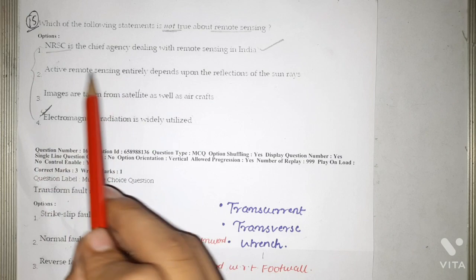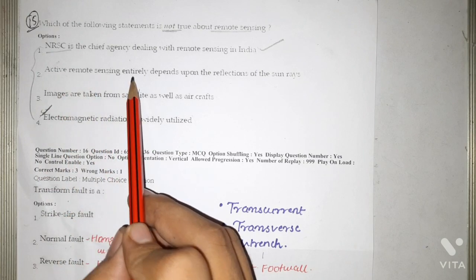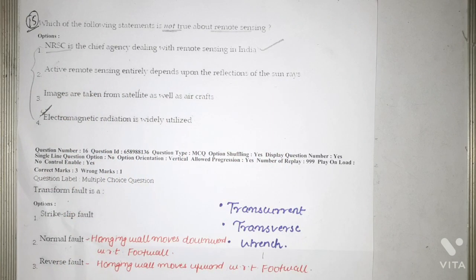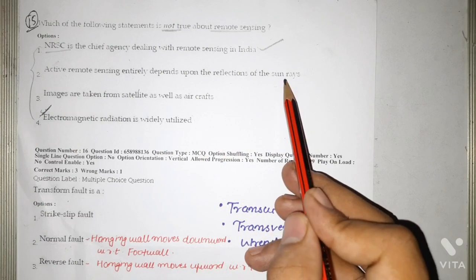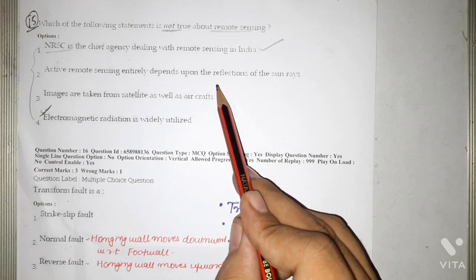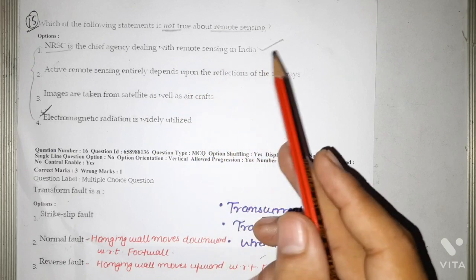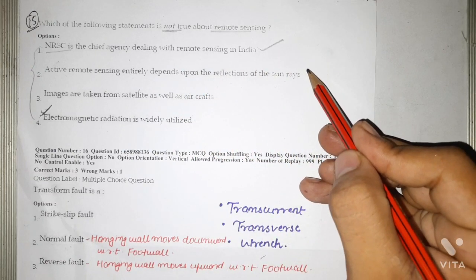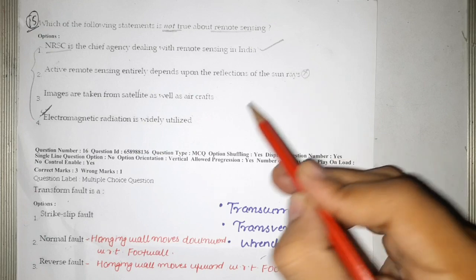Now, the second: active remote sensing entirely depends upon the reflection of sun rays. This is false because active remote sensing sensors have their own source of light and do not depend upon the reflection of sun rays, while passive remote sensing entirely depends upon the reflection of sun rays. So this statement is only true in the case of passive remote sensing, but not active remote sensing. So this is clearly not a true statement about remote sensing.